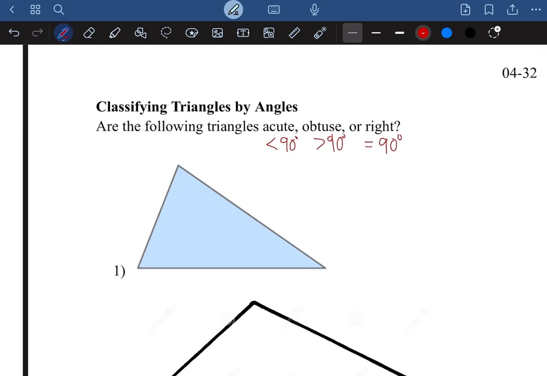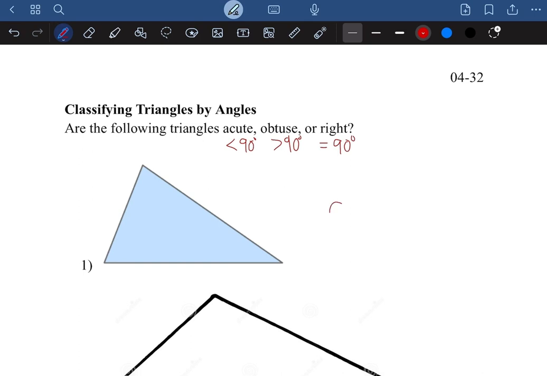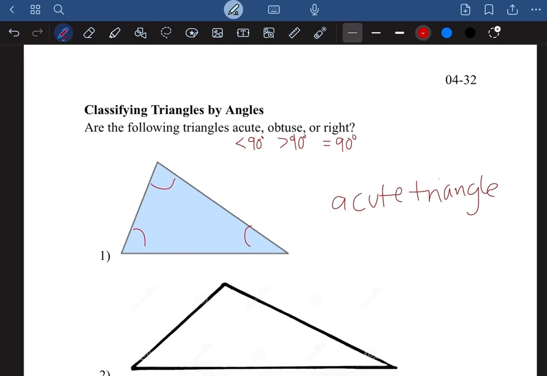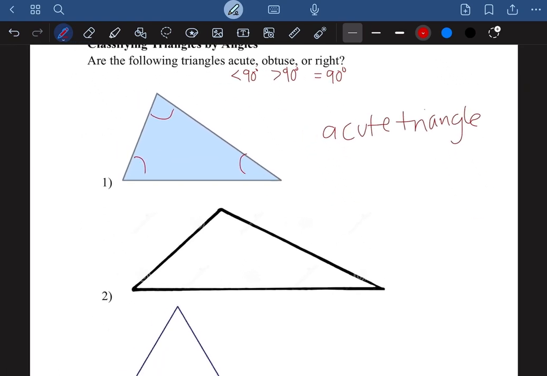So number 1, this one, it would be an acute triangle because all the angles here are less than 90 degrees. Number 2, this one would be an obtuse triangle because these 2 are acute angles, but the top one is an obtuse angle as it's greater than 90 degrees.